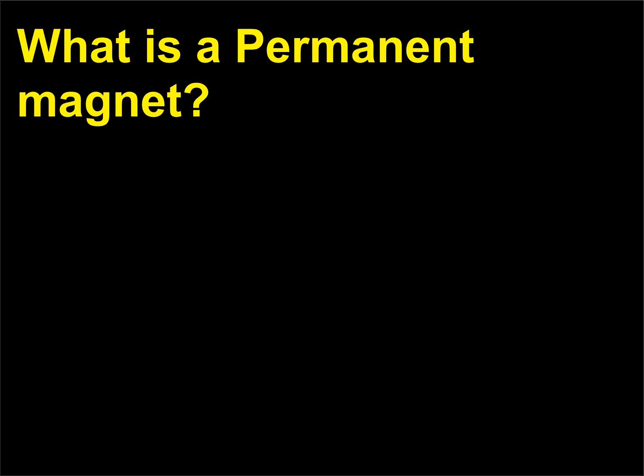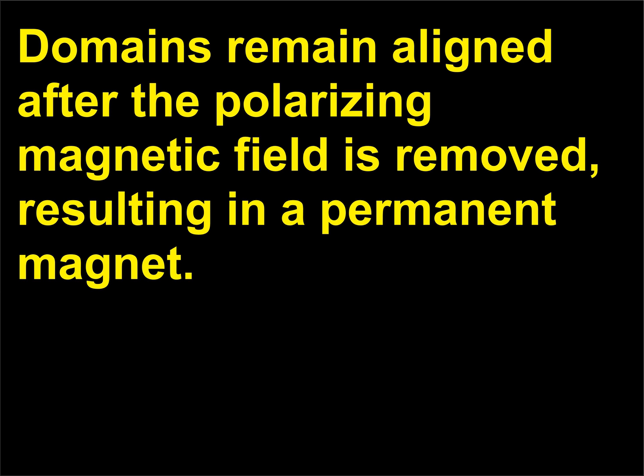What is a permanent magnet? Domains remain aligned after the polarizing magnetic field is removed, resulting in a permanent magnet.